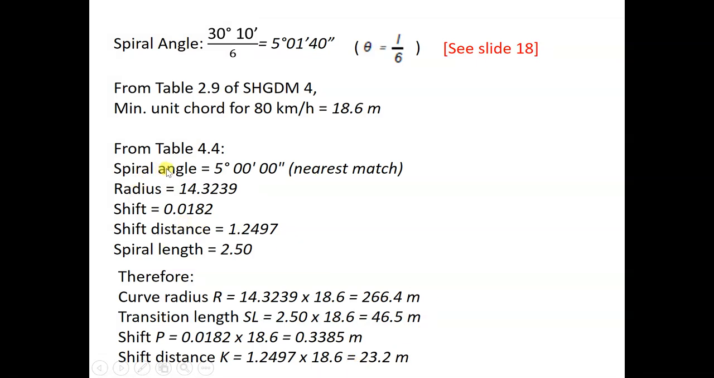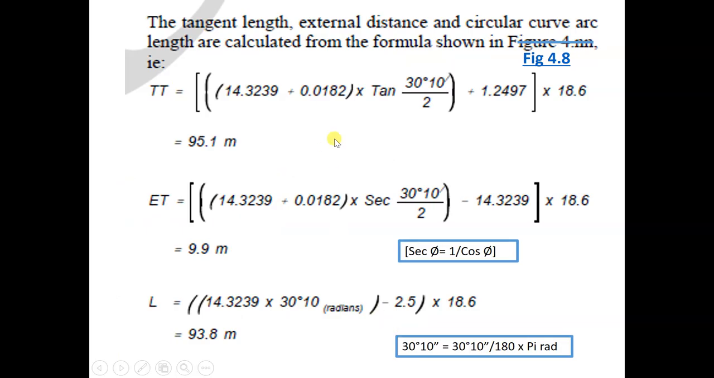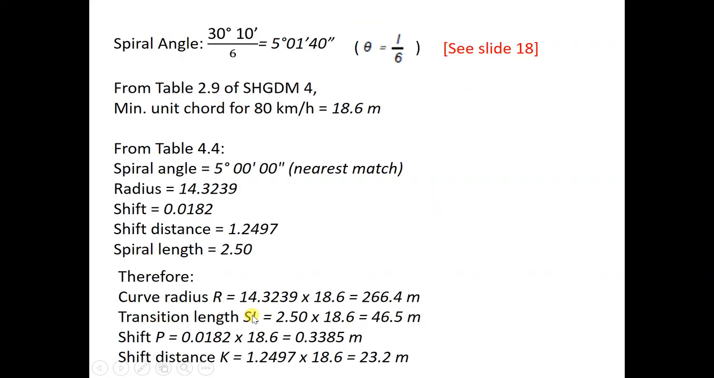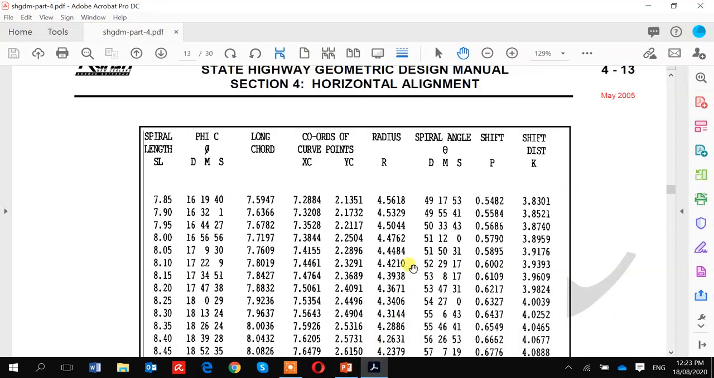We need to find all this spiral angle, the radius, shift distance, spiral length, and all these things. Later on, we're going to multiply by the scaling factor, then give us the radius of the road, transition length, and the shift and all these things. Then also later on, we're going to find the tangent length, external distance, circular arc length. So from this theta, then we can go to this theta.